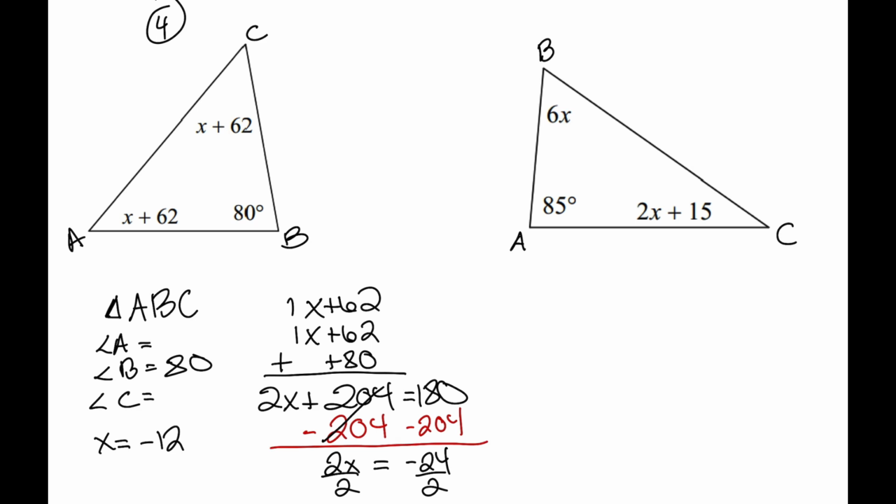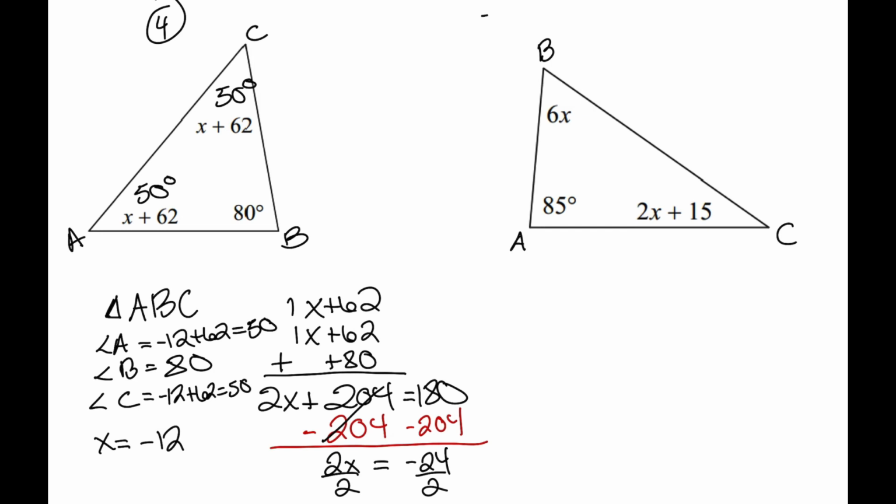So A basically is going to be negative 12 plus 62. So negative 12 plus 62 is going to be 50. Same thing, we got negative 12 plus 62, and that's going to also be 50. So the angle measure we have missing here for angle A is 50 degrees. The measure we have for C is also 50 degrees. And if we look at all 3 numbers, they add up to be 180 degrees. Okay, so that's example 4.